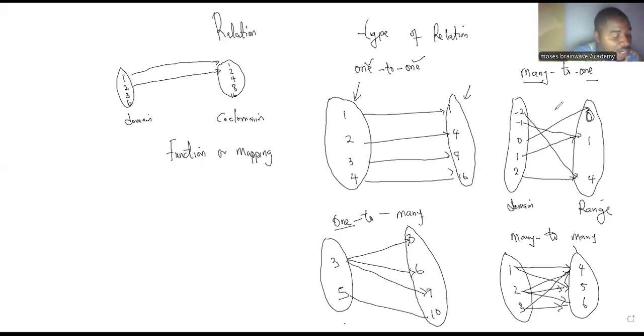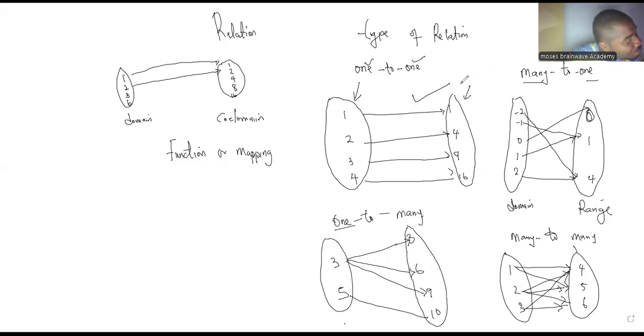So which kind of relation can we say is a function? From observation, each element here should have one and only one image in the codomain. So which kind of relation is a function? From observation, you can check from here. So we can clearly say that this is a function, right? Because we have only one image in the codomain. And also we have many to one, right?